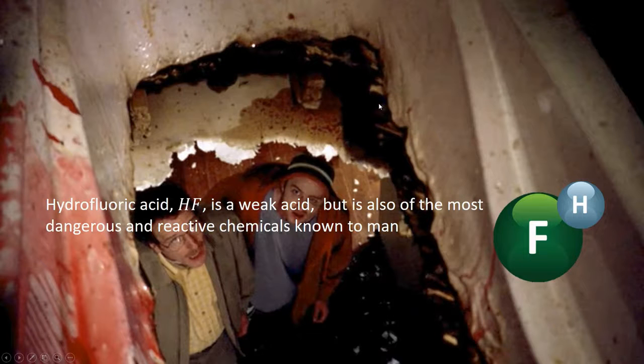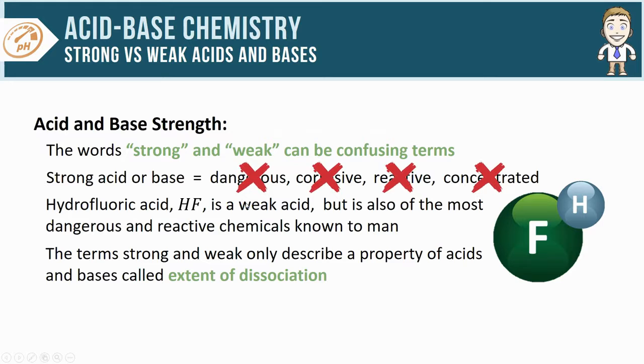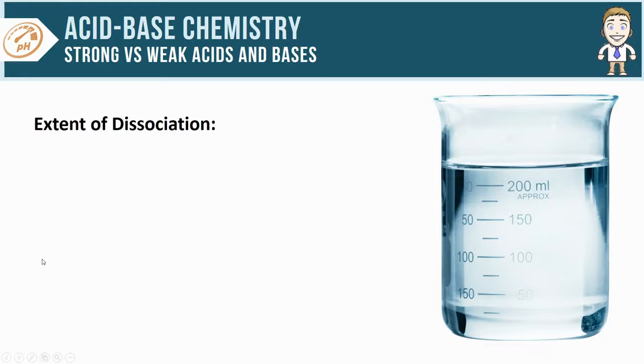If you've ever seen the TV show Breaking Bad, they actually used it to completely react away and cover up a dead body, and it's so corrosive it burned right through the bathtub and the floor itself. The terms strong and weak really only describe one thing, and that thing is called the extent of dissociation, and we're going to start this video by talking about that.